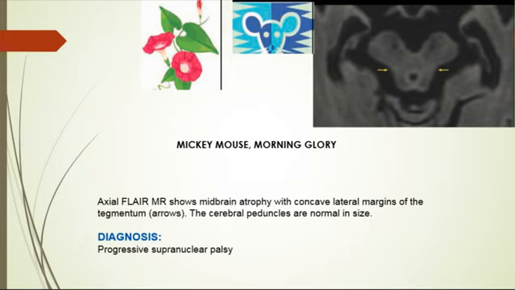On the sagittal images, there is the hummingbird sign, which refers to the midbrain atrophy juxtaposed with normal pons and medulla. As we said, focal hypometabolism on the PET scan will produce what sign? Pimple sign, okay.